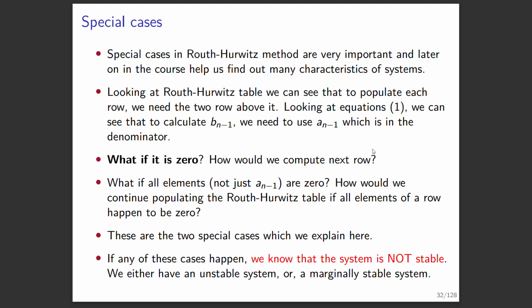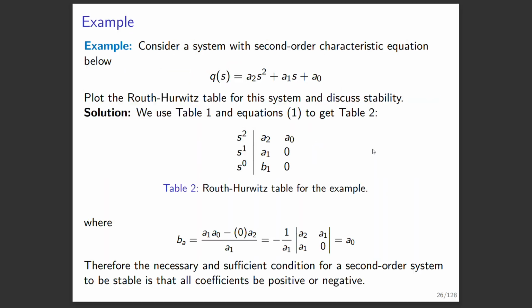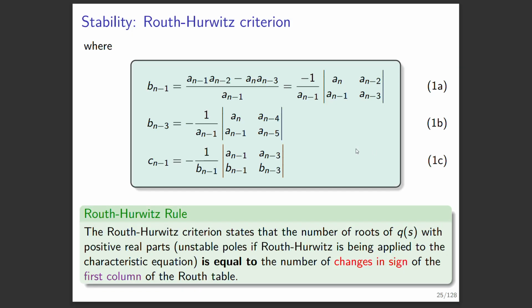Looking at the Routh-Hurwitz table, we can see that to populate each row, we need the two rows above that specific row, and that is important. But look at how we do that. We always seem to be dividing by the same number.